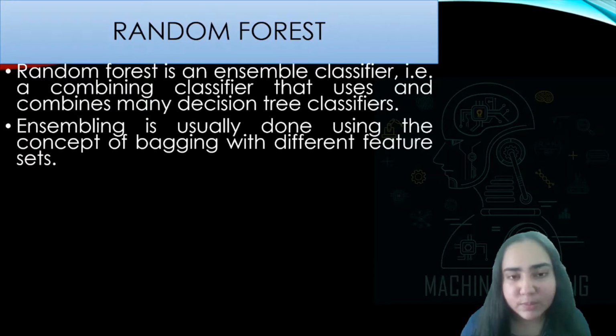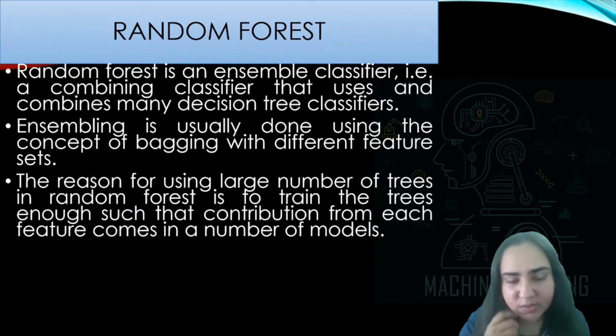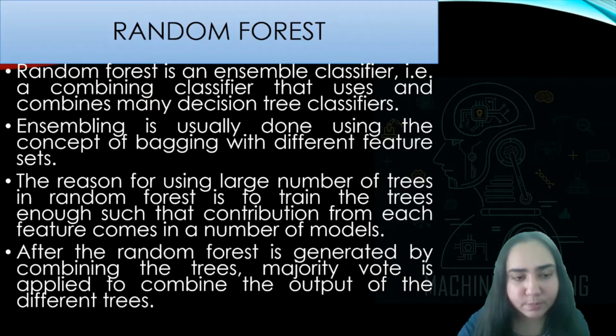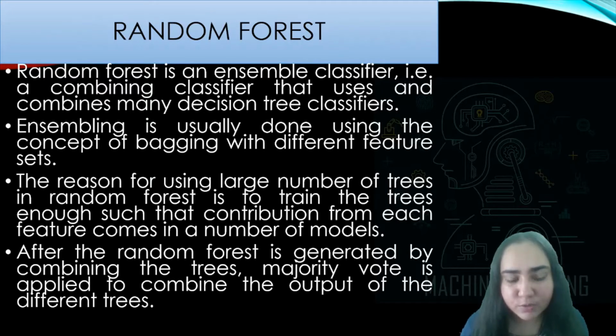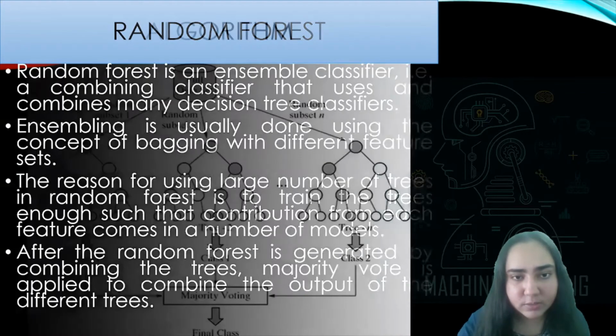And why is this ensembling done? It is done using the concept of bagging, because you want different features to be reflected. The reason for that is to train the trees enough such that contribution from each feature would come in a number of models. We want each feature to contribute. And after the random forest is generated by combining all these trees, whenever you want to perform classification of a new data point, you will take a majority vote from all the decision trees, and whatever is the majority, that will be the class assigned.